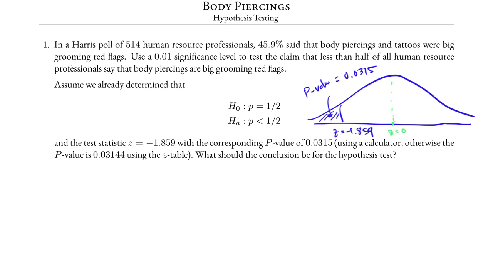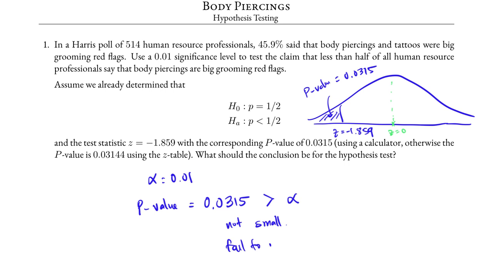And with the comparison of alpha equals 0.01 in this case, which is the significance level, we computed the p-value, and we see that this p-value is 0.0315, and it is greater than alpha. If it is greater than the significance level, then it is not small. And if it is not small, then the evidence against the null hypothesis is not strong. Because of that, we would fail to reject the null hypothesis.